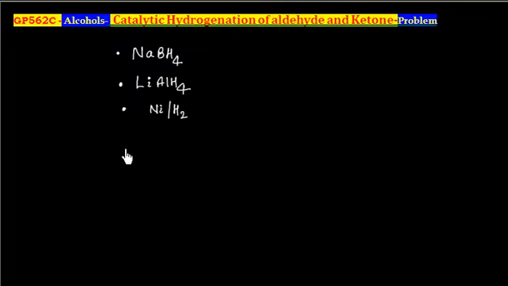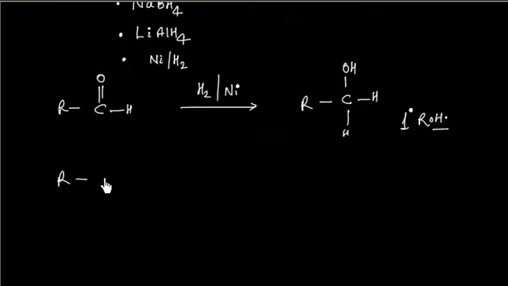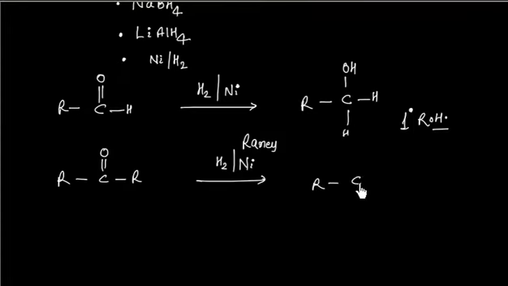So if I have aldehyde or ketone, if I add hydrogen in the presence of Raney nickel, it will give you an alcohol. So if I have an aldehyde, the corresponding alcohol is a primary alcohol, and if I have a ketone, H2 in the presence of Raney nickel will give you a secondary alcohol.